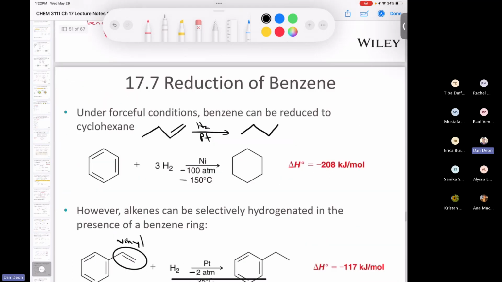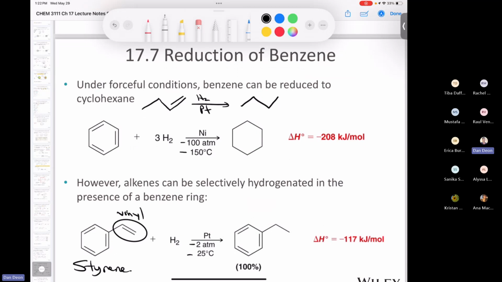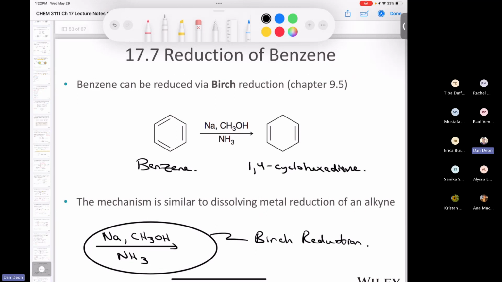Then after that, we looked at the Birch reduction. So we talked about how you can hydrogenate an aromatic ring if you heat it up enough, how it's selective for alkenes that are outside the aromatic ring if you do it at a lower pressure and lower temperature. And then we said you can do the Birch reduction, which converts benzene into 1,4-cyclohexadiene. And the conditions are sodium, methanol, and ammonia, right?